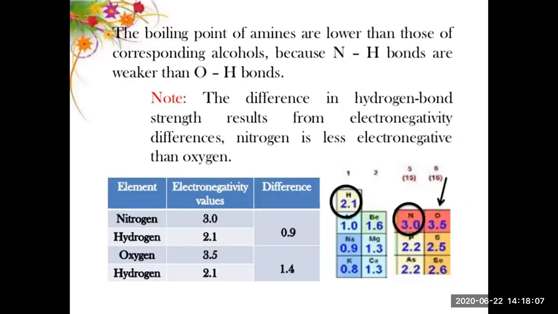Next, the boiling points of amines are lower than those of corresponding alcohols because nitrogen-hydrogen bonds are weaker than oxygen-hydrogen bonds. Note the difference in hydrogen bond strength results from electronegativity: nitrogen is less electronegative than oxygen. So a few examples: the electronegativity values are nitrogen 3.0, hydrogen 2.1, oxygen 3.5, and hydrogen 2.1. So the difference is this one. That's why these show different boiling points.